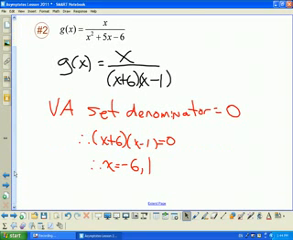Yes? The derivative function has nothing to do with the asymptotes. We will not be worried about sketching the derivative function with asymptotes.